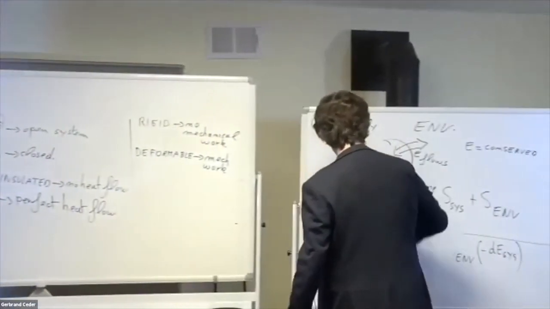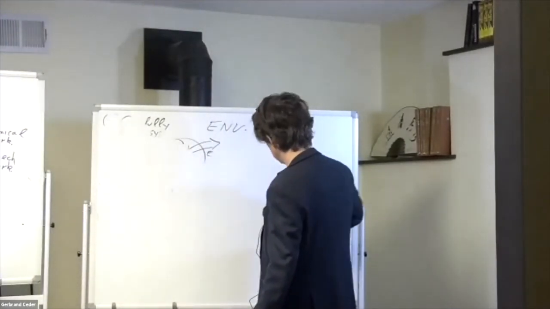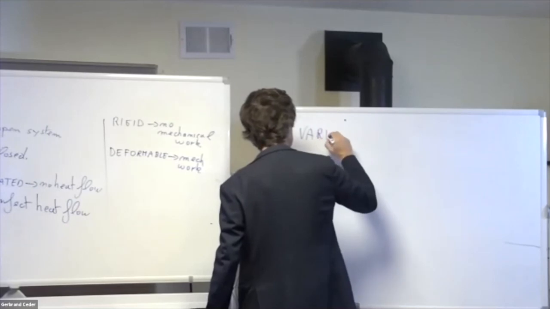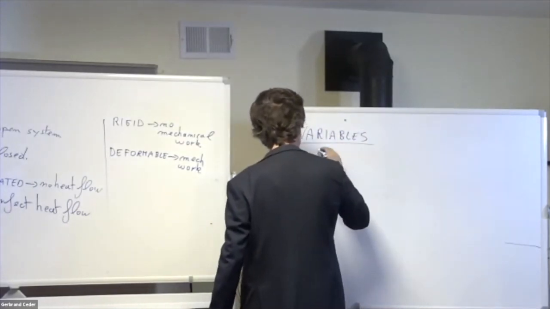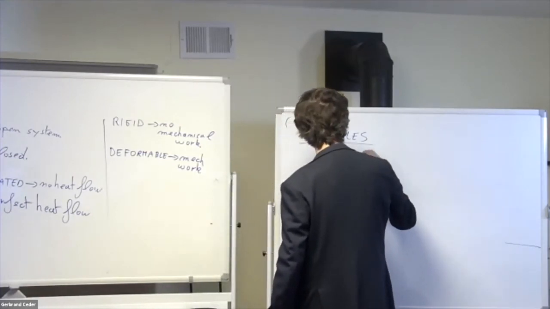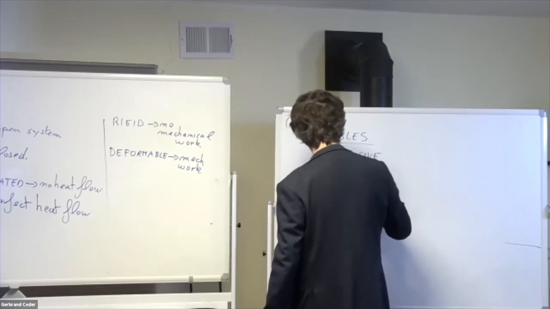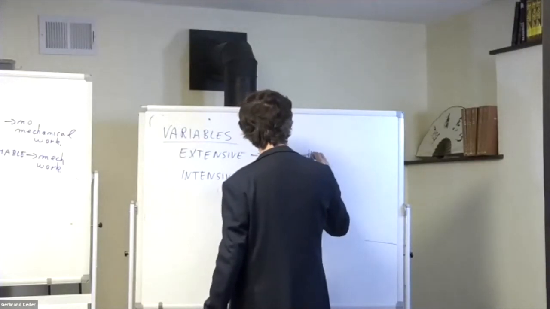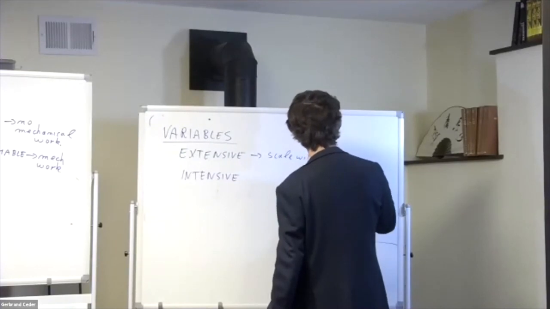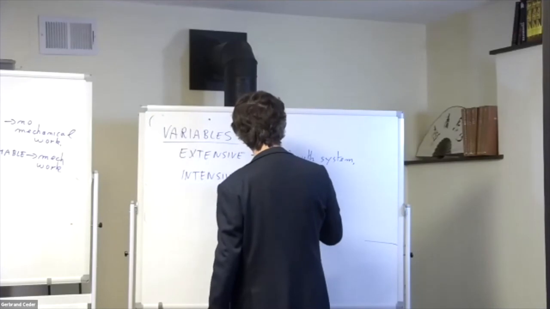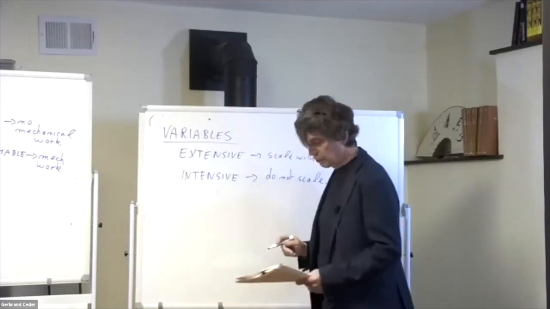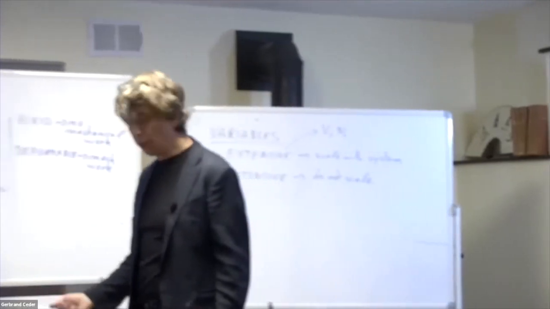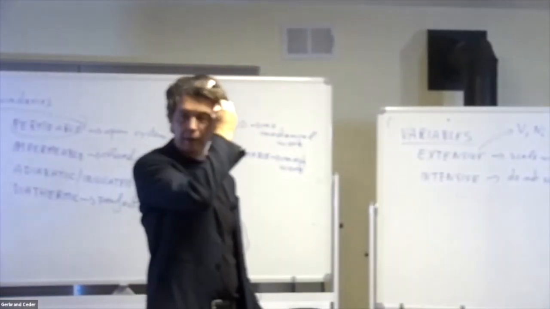Then, since we're at definitions, I want to add something. When we talk about variables to describe a system, there's an important distinction in thermodynamics between extensive and intensive. Extensive variables scale with the system size, and intensive ones do not. Examples of extensive variables are volume, mass, and mole numbers like N_i. If I have 1 mole of gold in my system and I double my system, I have 2 moles of gold. So that's an extensive variable.